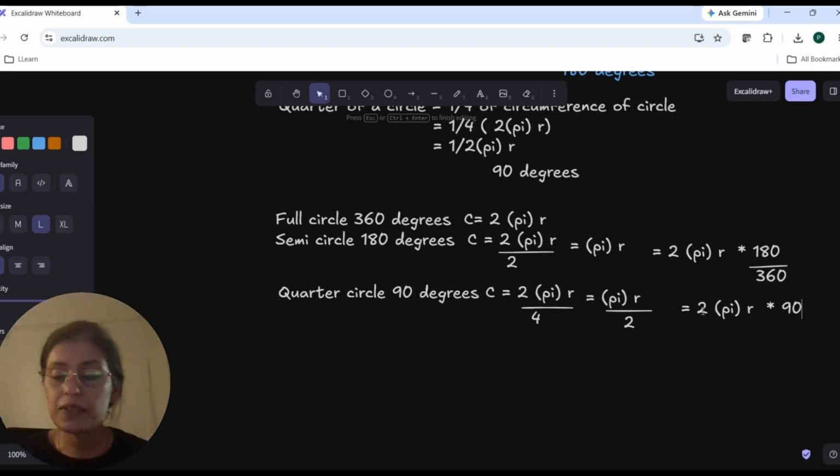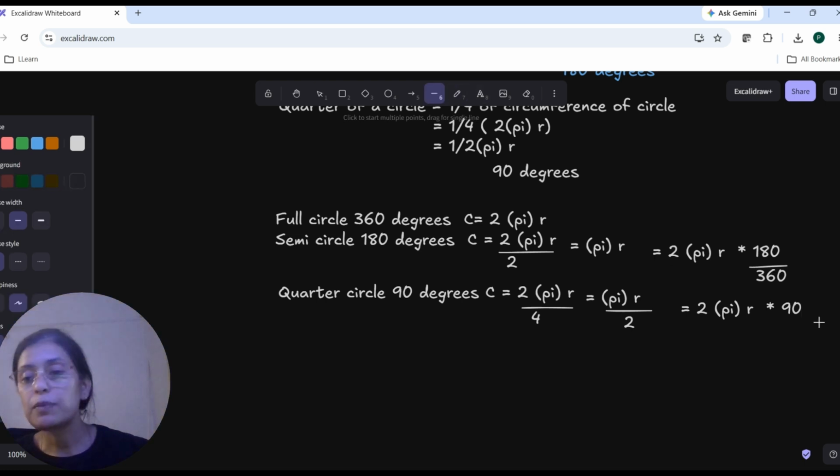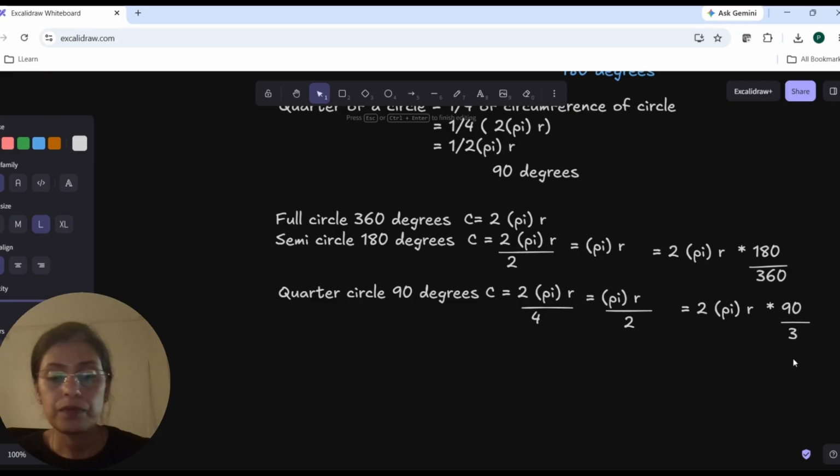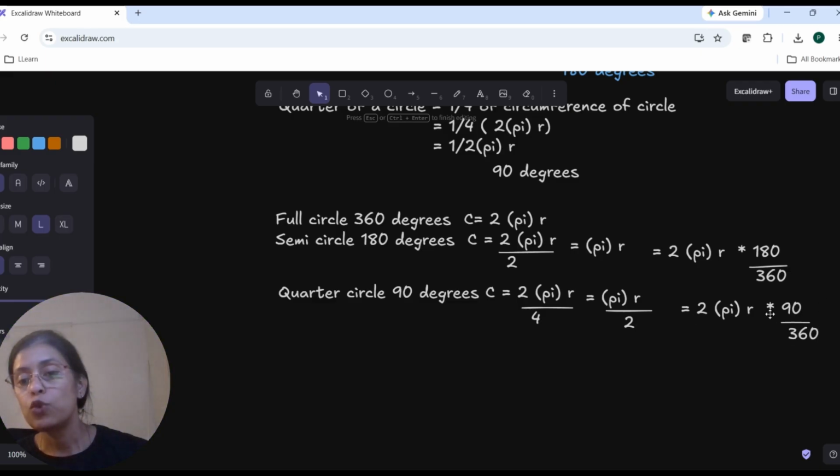Similarly, here you have full circle, circumference is 2 into pi into r, and we multiply it by, what is the angle subtended by quarter circle? It subtends 90 degrees. What is the angle subtended by full one? That is 360 degrees. So 90 upon 360 is 1 by 4. 2 pi r by 4 will be pi r by 2. This is the same as what we found here.